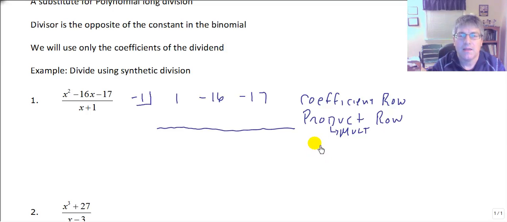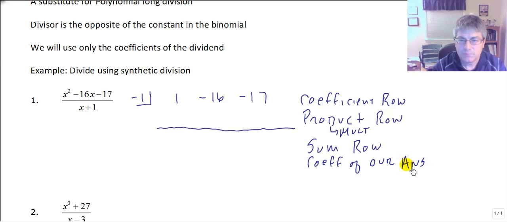And then the final row here is going to be what I call the sum row. Okay, and this is going to be our final row. And this is where our answers are going to be. The sum row is going to contain the coefficients of our answer. And it's pretty amazing how this works, but it does.